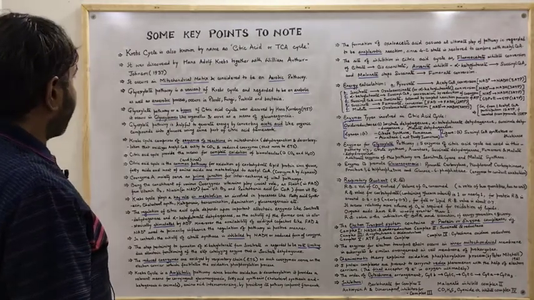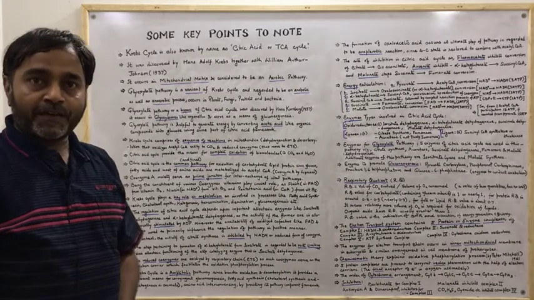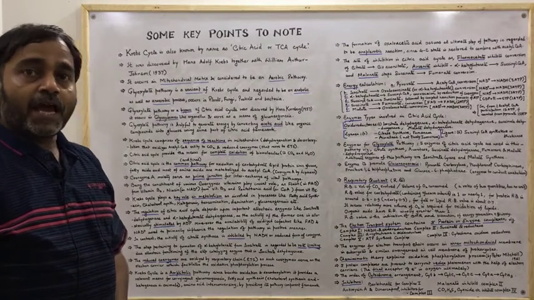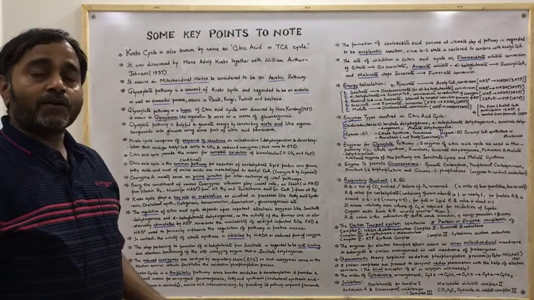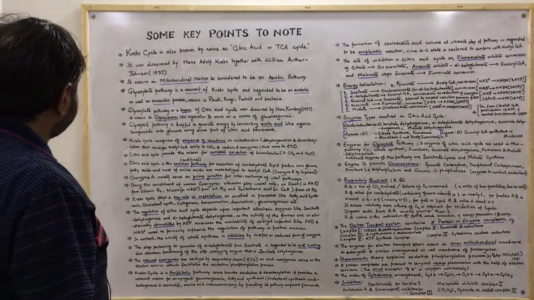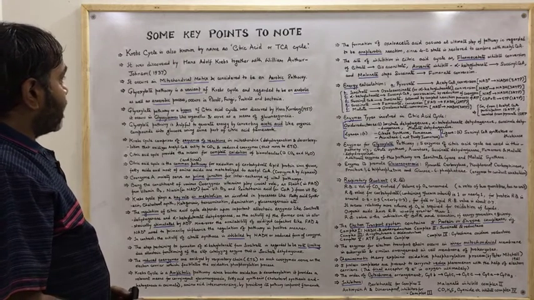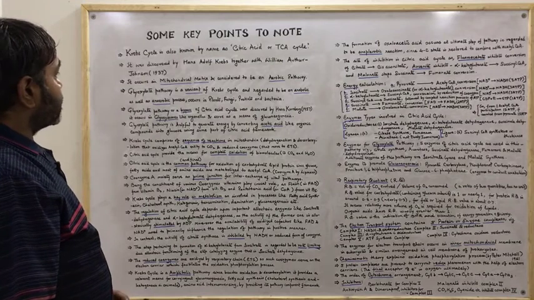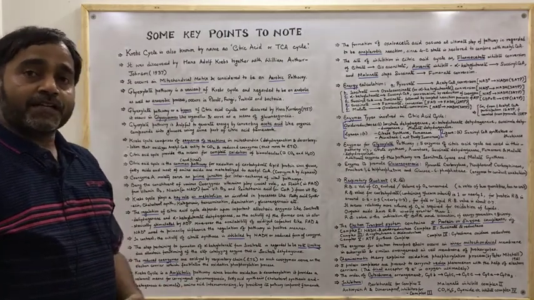And what is the next point? It occurs in mitochondrial matrix and is considered to be an aerobic pathway because oxygen is utilized in this pathway, that's why it is regarded to be an aerobic pathway. So we already have seen that glycolysis is an anaerobic pathway. So what is the next point? Glyoxylate pathway is a variant of Krebs cycle and regarded to be an anabolic as well as anaerobic process that occurs in plants, fungi, protists, bacteria, etc.